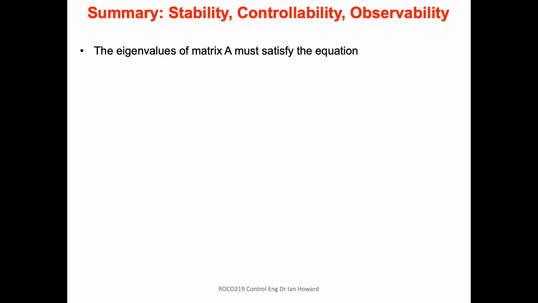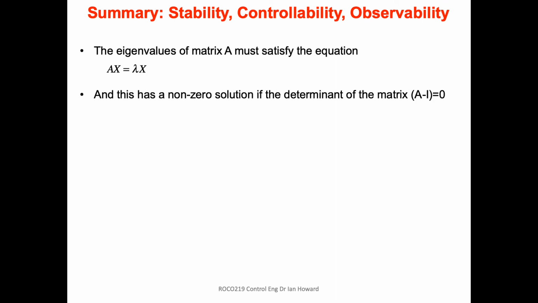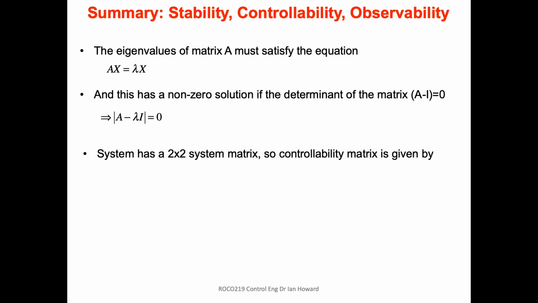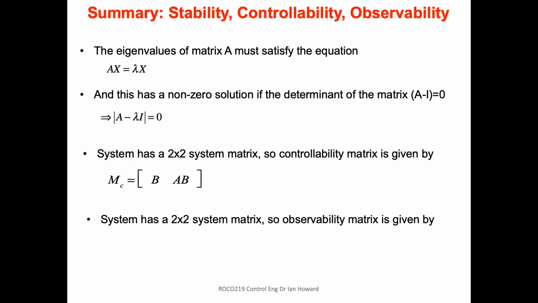So these are the important results that we're going to worry about when we're doing analysis in this particular module. It'd be more interesting, exciting stuff if you were taking it further, but these are the main things. We need to find eigenvalues. They've got to satisfy the equation Ax equals lambda x. The non-trivial solution is when we find the determinant of the matrix A minus lambda I. If we have a 2 by 2 system, the controllability matrix is given by B, AB. And for a 2 by 2 system, the observability matrix is given by C, CA.